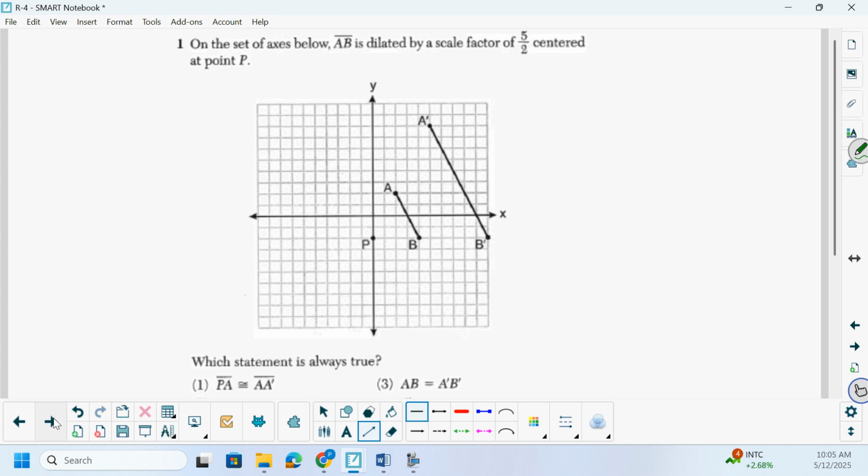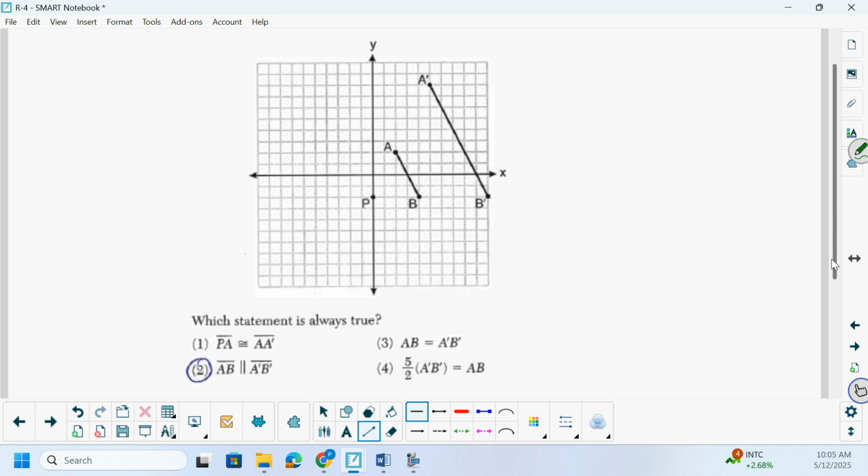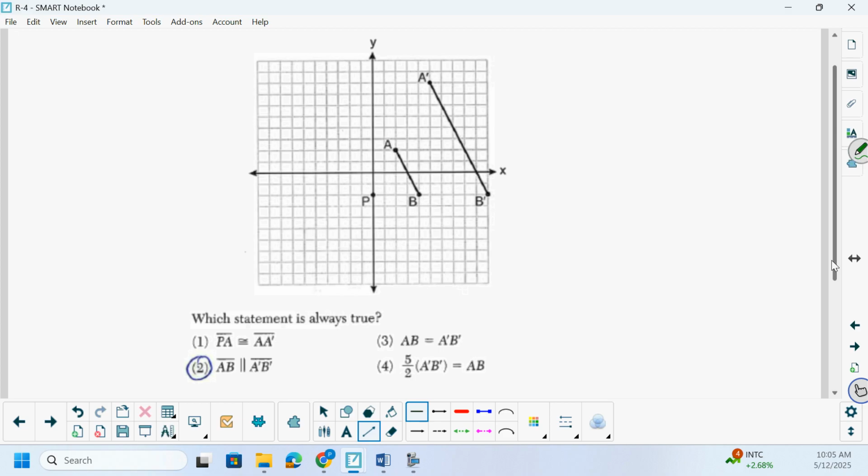Going to the next one, number 1. So they showed a line segment dilated at that center P. You can probably just eyeball this one to see, but in choice 2, AB and A prime B prime were parallel.